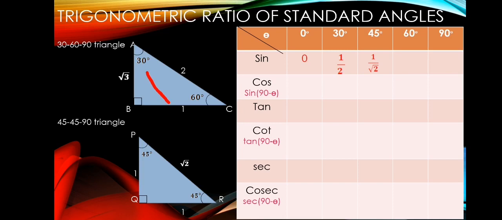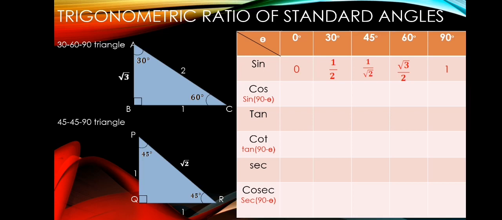Next is 60 degree. If we consider angle theta is equal to 60 degree, the side opposite to 60 degree is root 3 and hypotenuse is 2. So sine 60 will be root 3 by 2. And sine 90 will be 1. Why? Because opposite side of 90 degree is 2 and hypotenuse is also 2. So 2 upon 2 will get cancelled, and the answer will be 1.